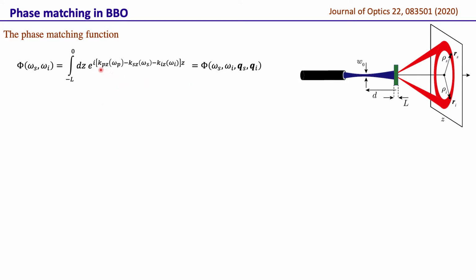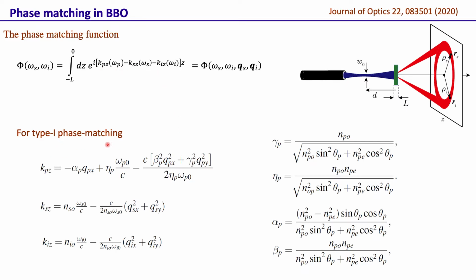To satisfy it, we just need to see that this is 0. That's the perfect phase matching. But even when this is not 0, the phase matching will not be perfectly satisfied, but it will still have some efficiency. And we now want to see how it actually depends on different conditions. Although it's a very simple expression here, kpz minus ksz minus kiz.